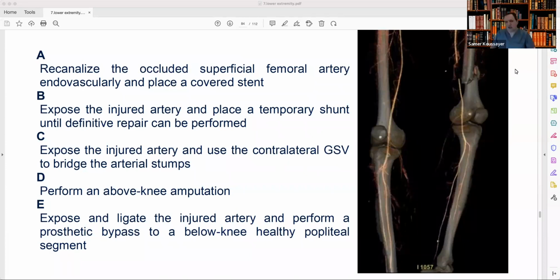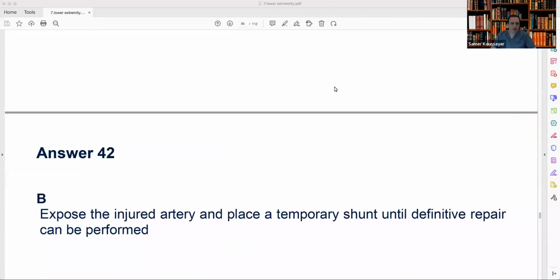So again, if he is unstable, the best way is to put a shunt. If he's stable, just use a vein graft, it's easy. They always give you the contralateral leg in the exam. In real life, you go patient by patient, okay? Okay, sure. But Sam, do you want to take the next question?